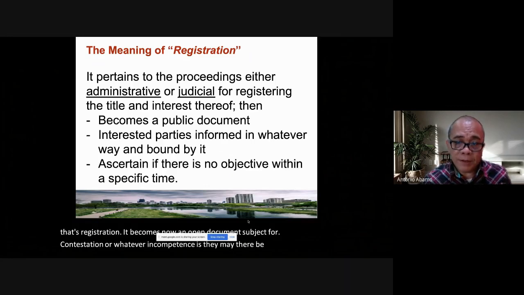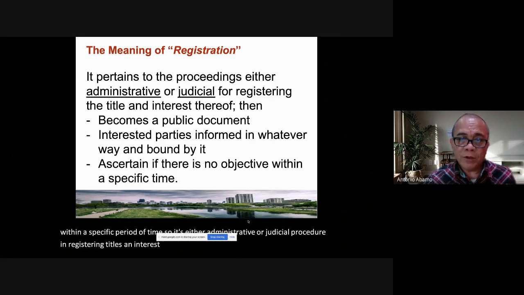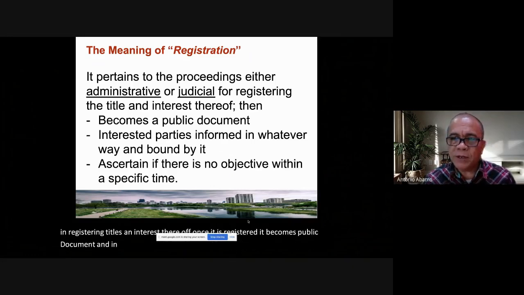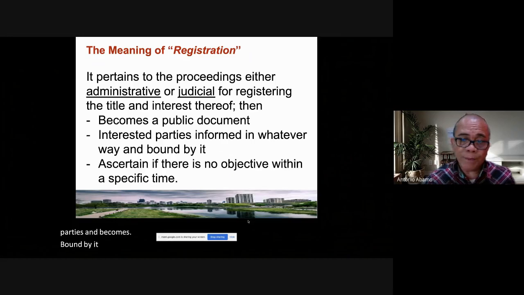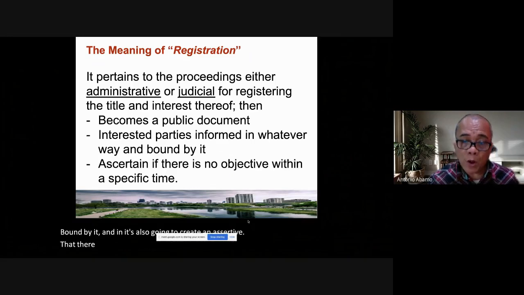And it is also within a specific period of time. So it's either an administrative or judicial procedure in registering titles and interest thereof. Once it is registered, it becomes a public document, and the interested parties are informed and become bound by it. And it's also going to ascertain that there is no objectionable portion of that particular register.